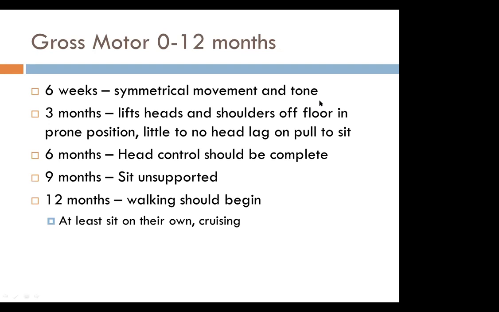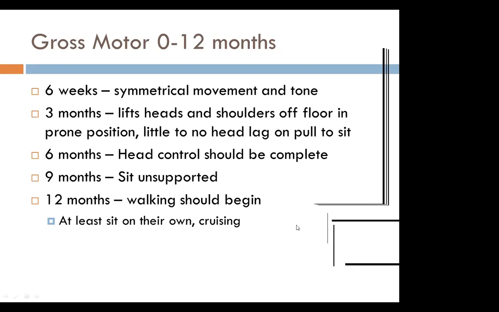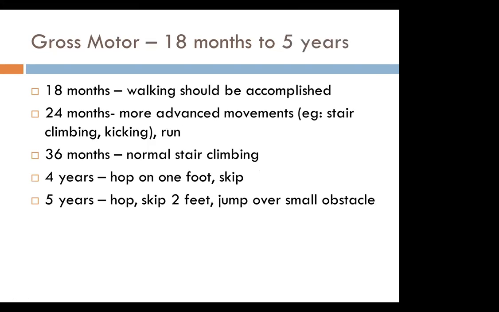3 months, lift head and shoulders off the floor in prone position. Little to no head lag or pull to sit. 6 months, head control should be complete. 9 months, sit unsupported. 12 months, walking should begin, or at least the child should be able to sit alone on their own and cruise. 18 months, walking should be accomplished. So any kid who cannot walk unsupported by 18 months needs to see a pediatrician.